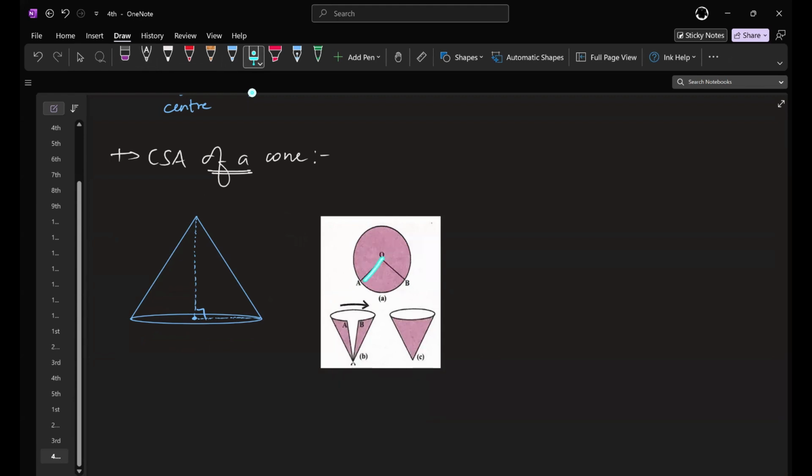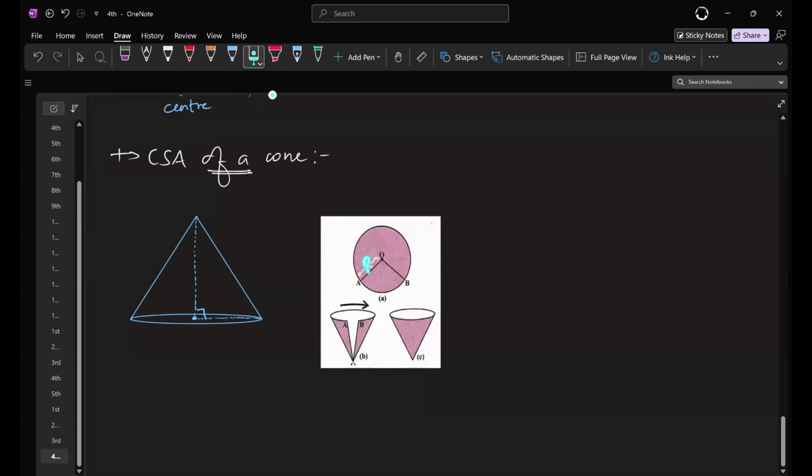See, this is OA, this is OA, this is OB, this is OB. We have simply joined both of them and a cone has been formed. Okay? This is not a sphere, this is a circle, a 2D figure. Okay? Let's now assume that this is capital R, the radius of the circle, from which the sector has been cut out.